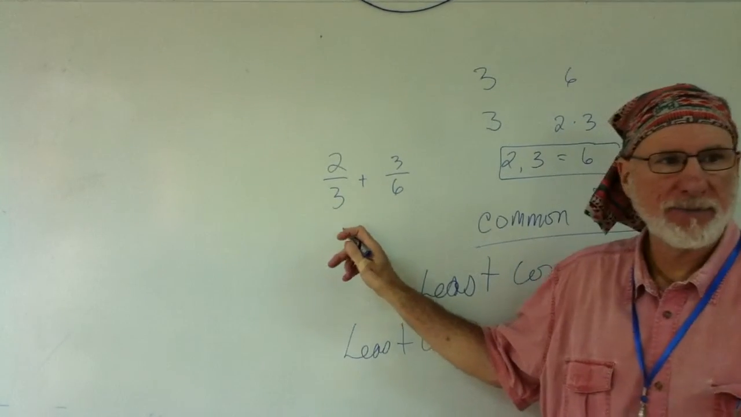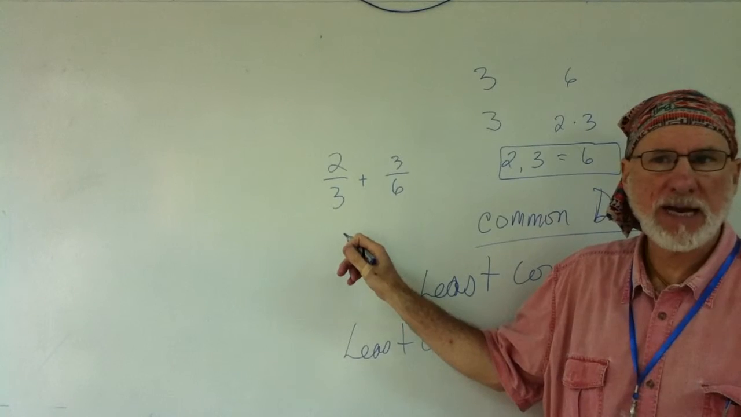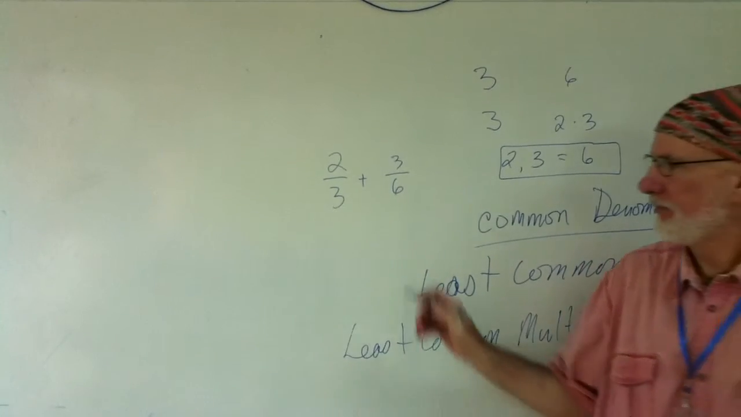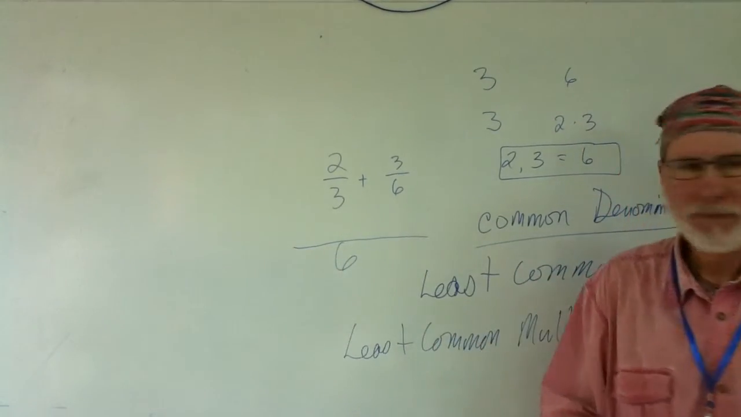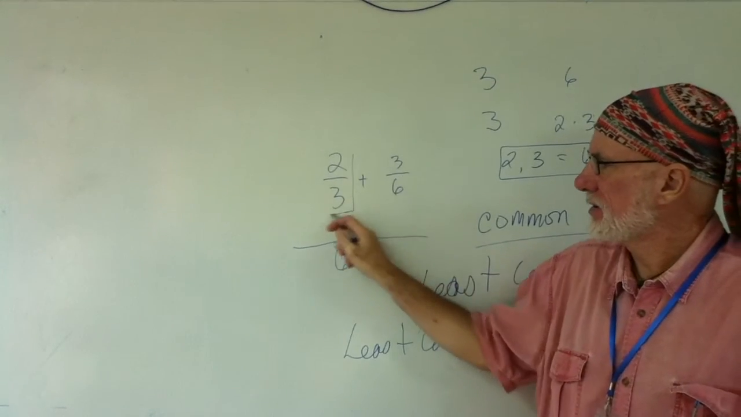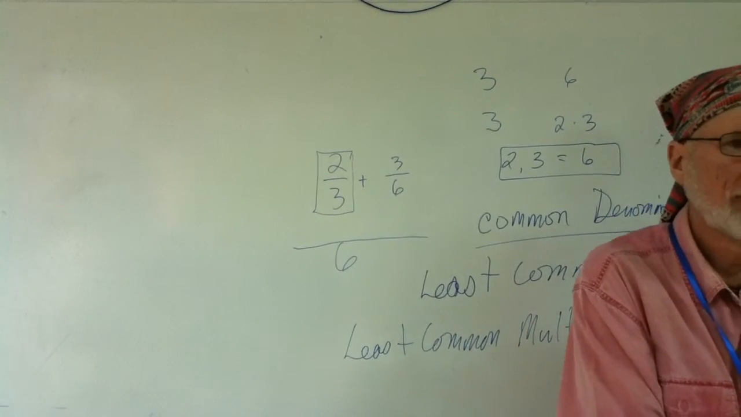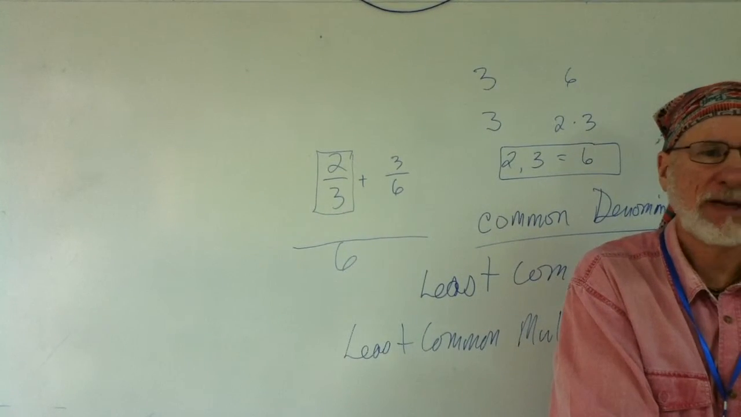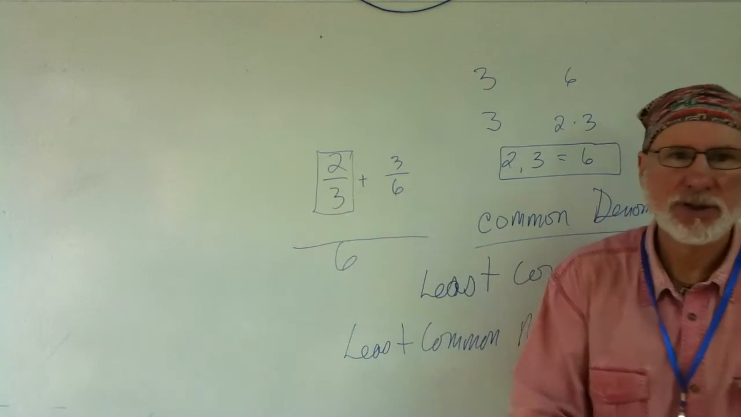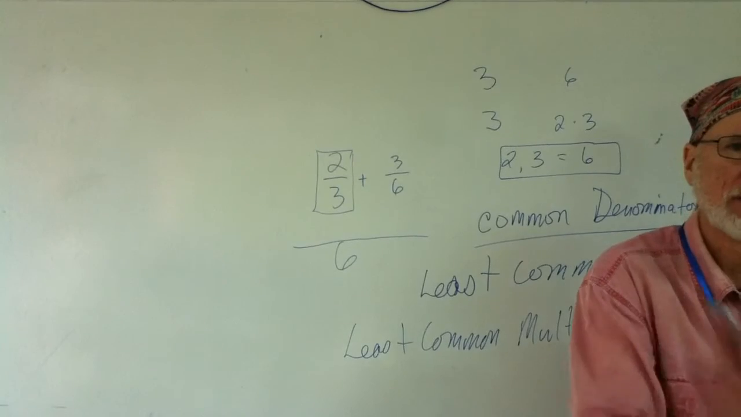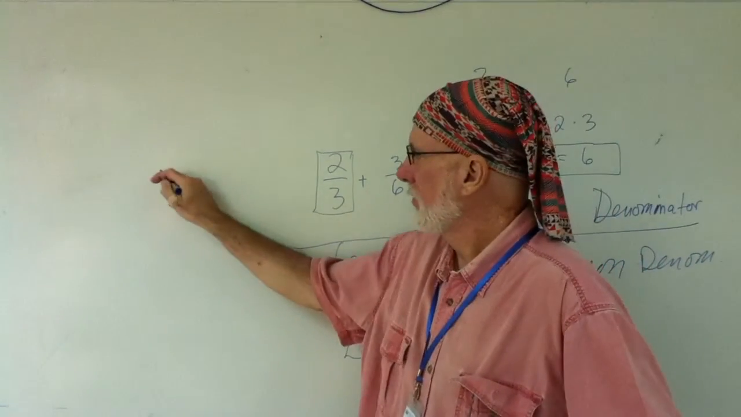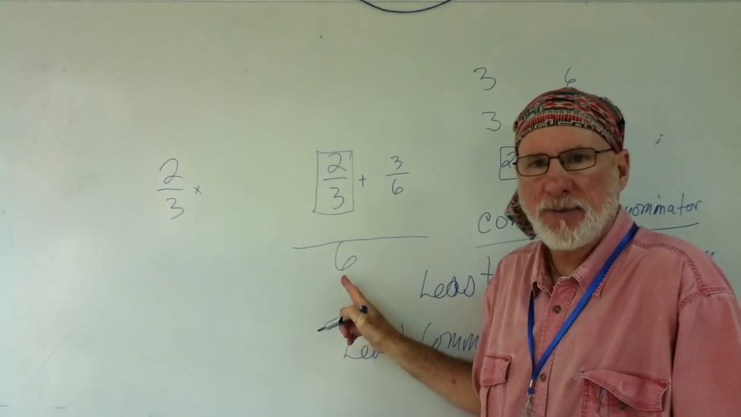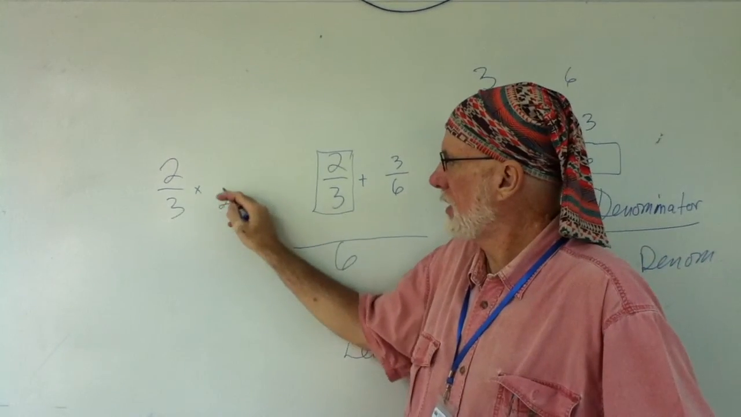So what's the common denominator? 6. All right. How do I change this? How do I make 2/3 with a denominator of 6? I have 2/3, right? What did I do to 3 to get 6? What did I multiply by? Times 2. So don't I do this?